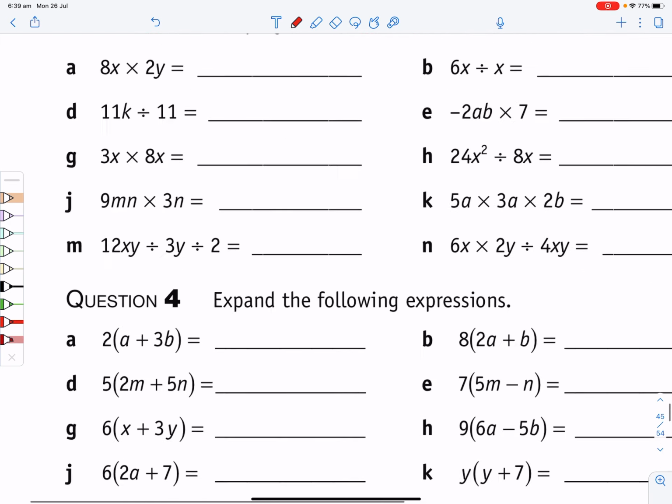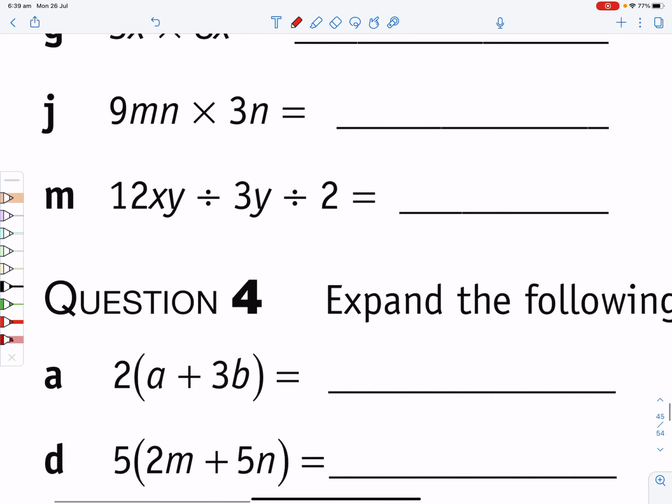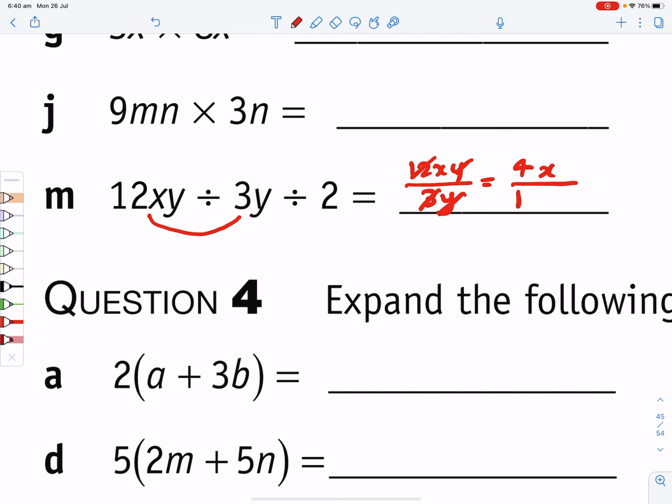Let's have a look at 3m, this one over here. 12xy divided by 3y divided by 2. First I would focus on doing this. Let's do 12xy divided by 3y first and get our answer. Y and y cancel. You're left with 4x. So the answer to this is 4x. And now we're going to do 4x divided by 2, which is going to give us 2x.